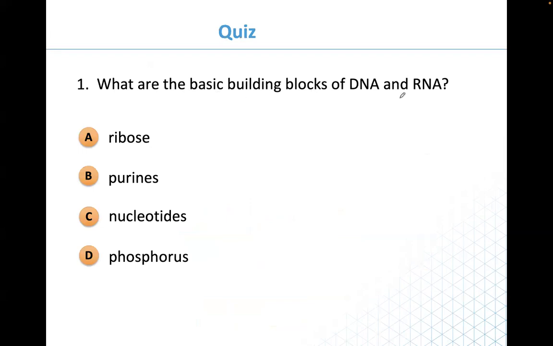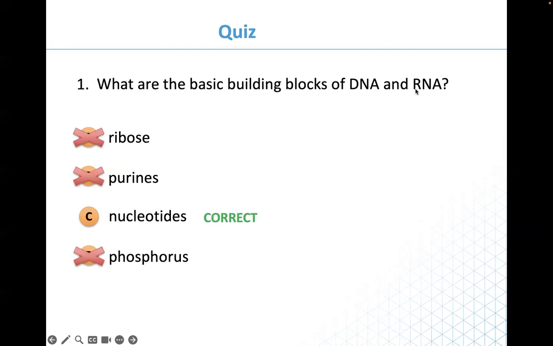So what is the basic building block of DNA and RNA? If this kind of question is asked in the exam, what should be your answer? What is the main thing that makes up the DNA? Is it all of this? It's nucleotide, because all of these are nucleotides. They've been made up of the cytosine, the guanine, the thymine, and adenine, all of this.